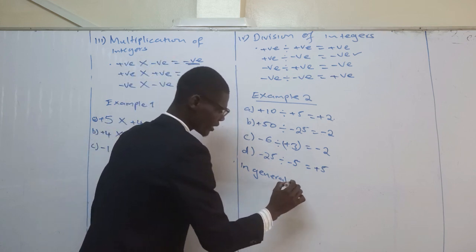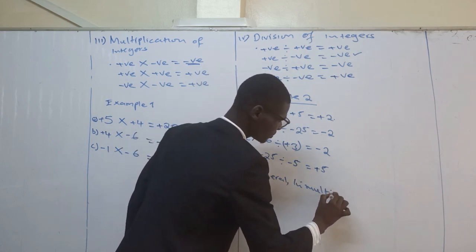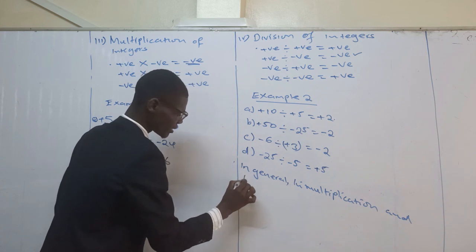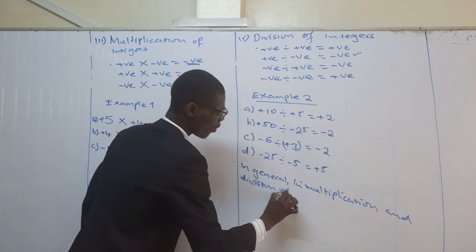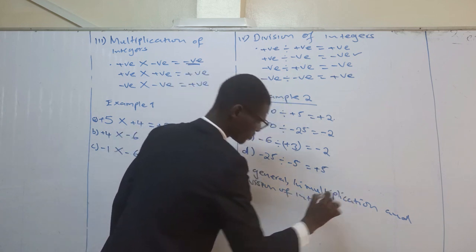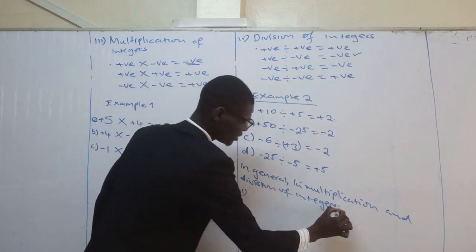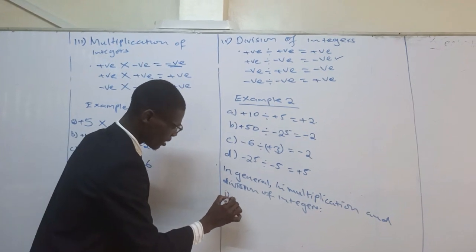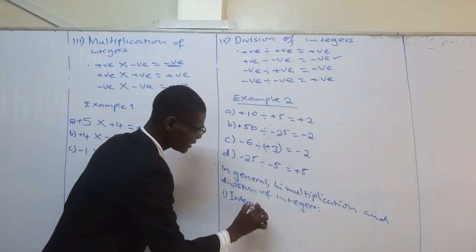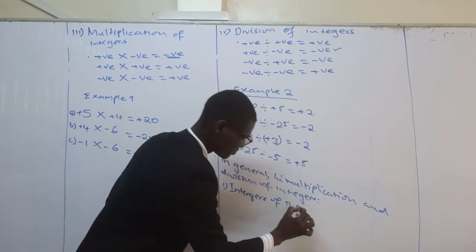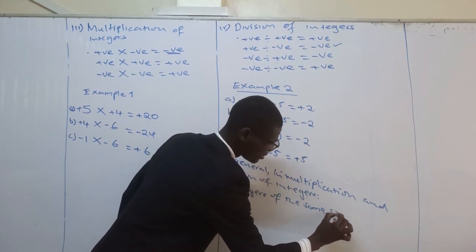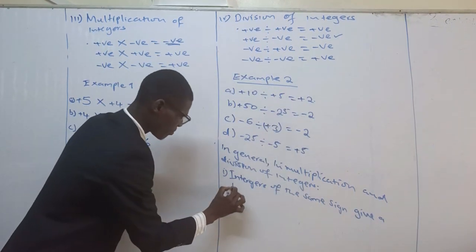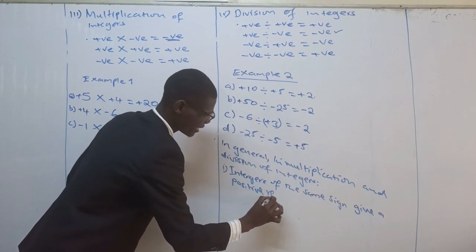In general, in multiplication and division of integers, Roman 1: two integers of the same sign give a positive result.